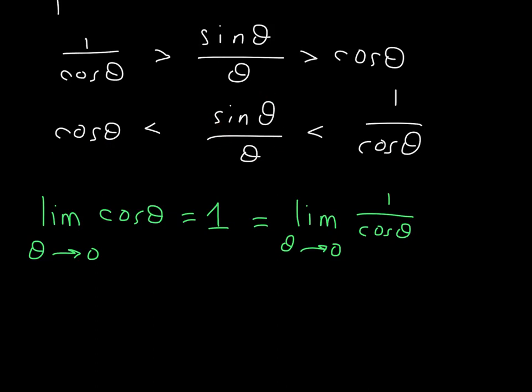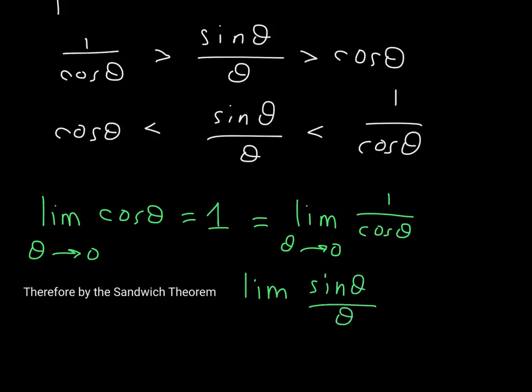So notice how this expression, this function, sine of theta over theta, is sandwiched between this expression and this one. And the limit of this expression as theta goes to 0 is equal to 1. The limit of this expression as theta goes to 0 is also equal to 1. Therefore, by the sandwich theorem, the limit of sine of theta over theta as theta approaches 0 must also be 1. So we have the limit of sine of theta over theta as theta approaches 0 is equal to 1. All right, we did it.